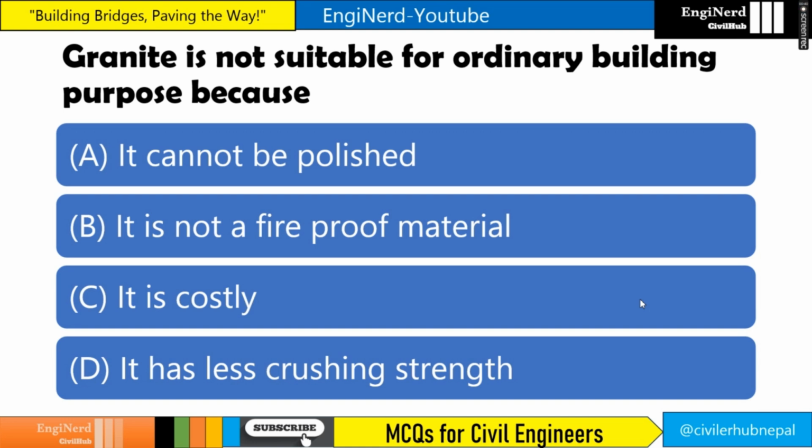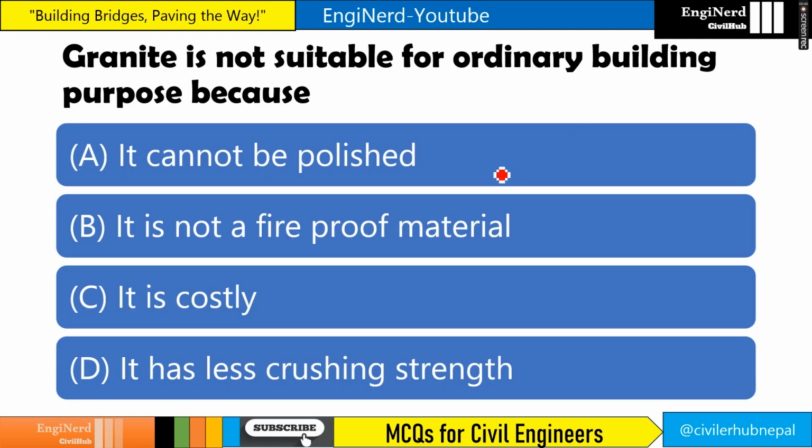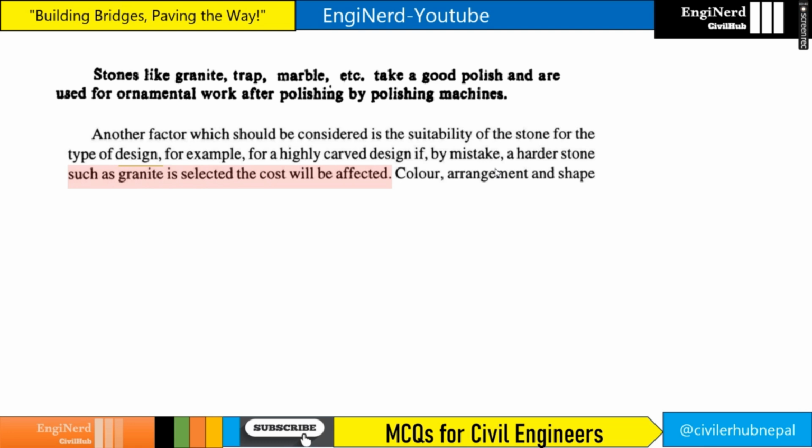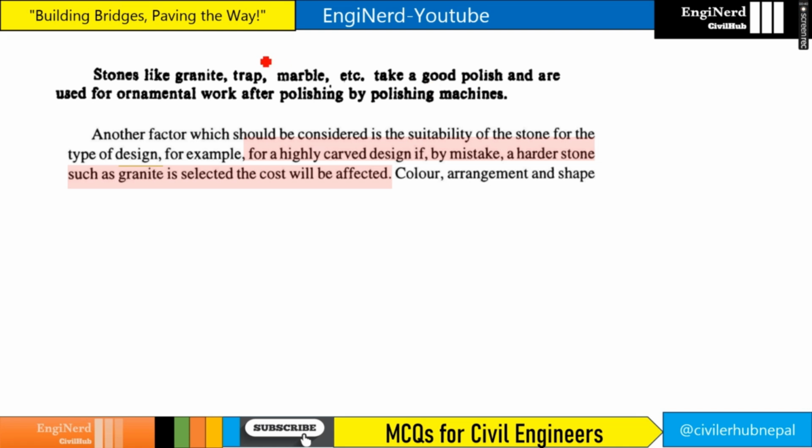Granite is most suitable for ordinary building purpose because it cannot be polished. So if you see here, it can be polished, but the option is given as it cannot be polished. And B, it is not a fireproof material. Granite is a somewhat fireproof material, it has high crushing strength. So all of these things are wrong. So C, it is costly, is the correct answer. If you see here, granite is selected, for example, for a highly carved design, if by mistake a harder stone such as granite is selected, the cost will be affected. And similarly, this granite takes good polish as well, right?